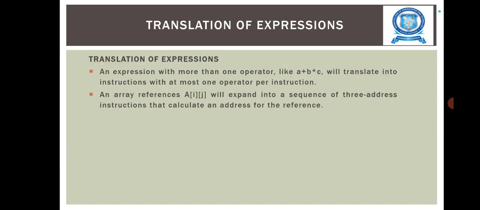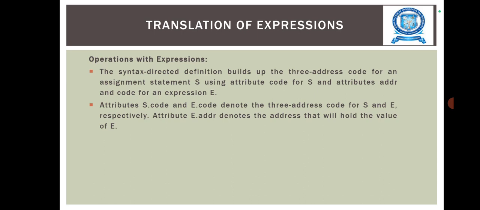Translation of expressions. An expression with more than one operator, like a + b * c, will translate into instructions with at most one operator per instruction. An array reference a[i][j] will expand into a sequence of three-address instructions that calculate an address for the reference. Operations with expressions. The syntax-directed definition builds up the three-address code for an assignment statement S using the attribute code for S, attribute address, and code for an expression E. Attributes S.code and E.code denote the three-address code for S and E respectively. Attribute E.address denotes the address that will hold the value of E.